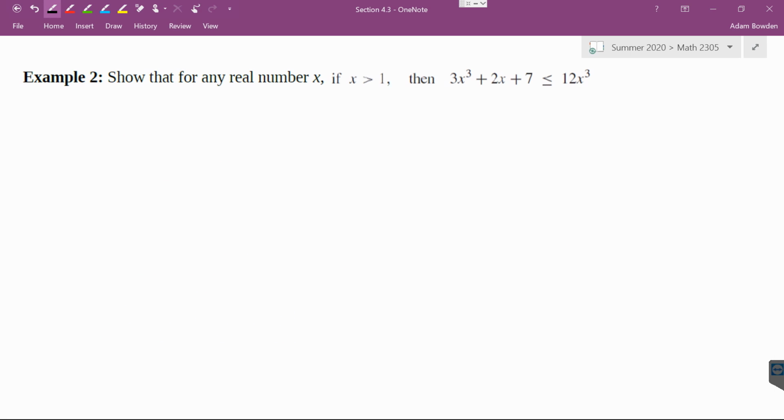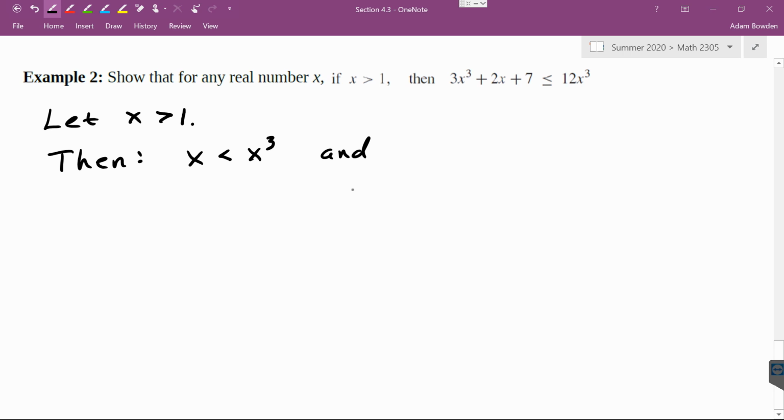Now for example 2, it says here, show that for any real number x, if x is greater than 1, then 3x cubed plus 2x plus 7 is less than or equal to 12x cubed. So let's let x be greater than 1, and it's a real number. Since that's the case, then x will be less than x cubed, and 1 will be less than x cubed.